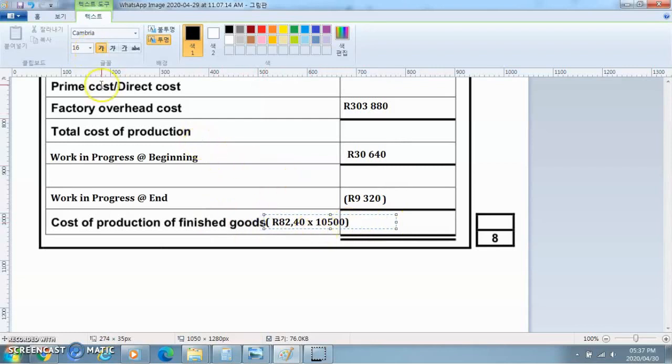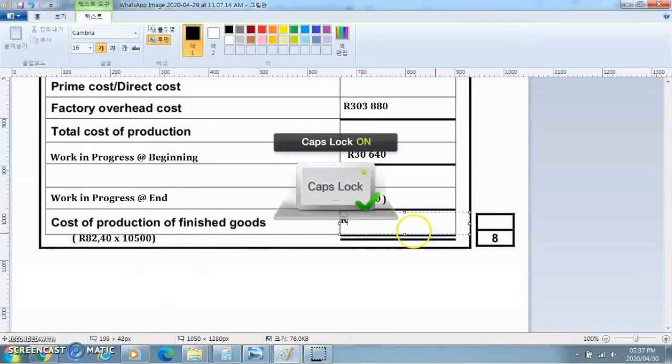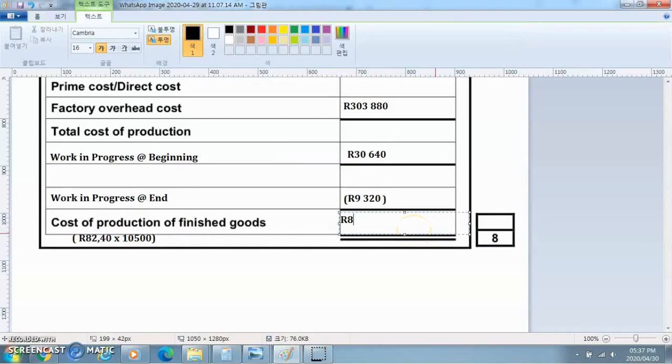This space is too small for my workings. I'm just going to put it down there. You get it? I think that's easy. Actually, let me see if I can just move this. Oh, perfect. I've moved this working down here. If you say 82.40 multiplied by 10,500, the final answer here should be 865,200.